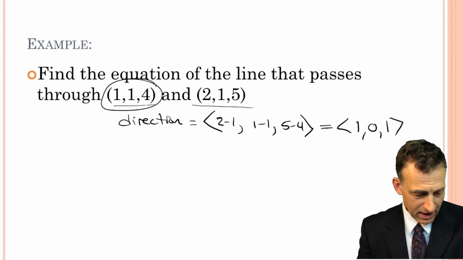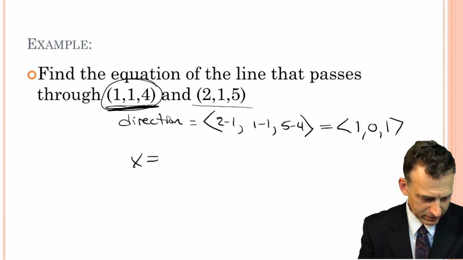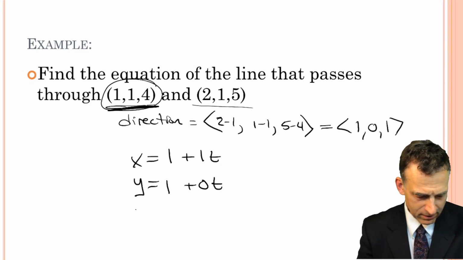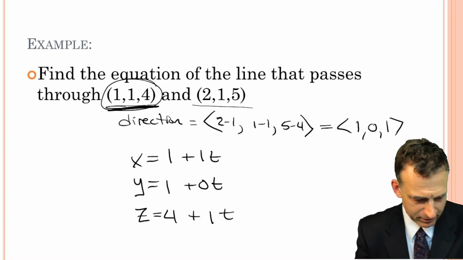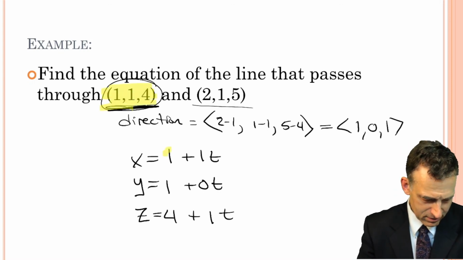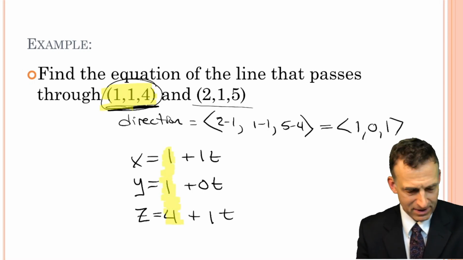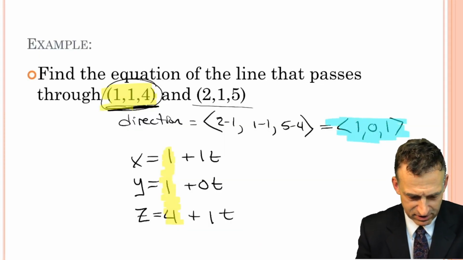Now let's put this all together. I get x is equal to, and I'm going to use this first point, so 1 plus 1t. y is equal to 1 plus 0t, and z is equal to 4 plus 1t. So notice once again, I know I'm harping on this. Here's my point, my initial point, and notice that that's these 3 numbers here. And then I've got my vector, and the vector is this vector here, tells me the direction, and I've got that right here.